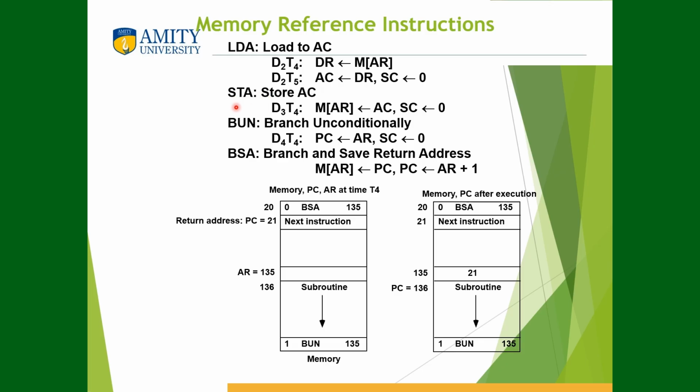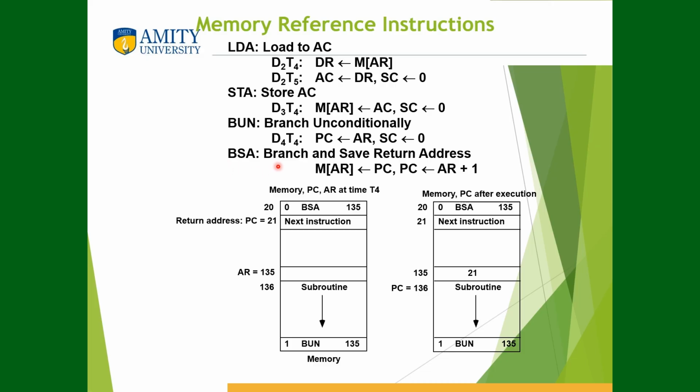Another example is STA, that means store the accumulator. This is the D3 operation. Execution happens at T4, where the AC data is stored into the memory address. The sequence counter is set to 0 because we have completed the operation. BUN is branch unconditionally. This is the D4 operation. It is again executed at T4. In this, the AR register is sent to PC and the sequence counter is set to 0.